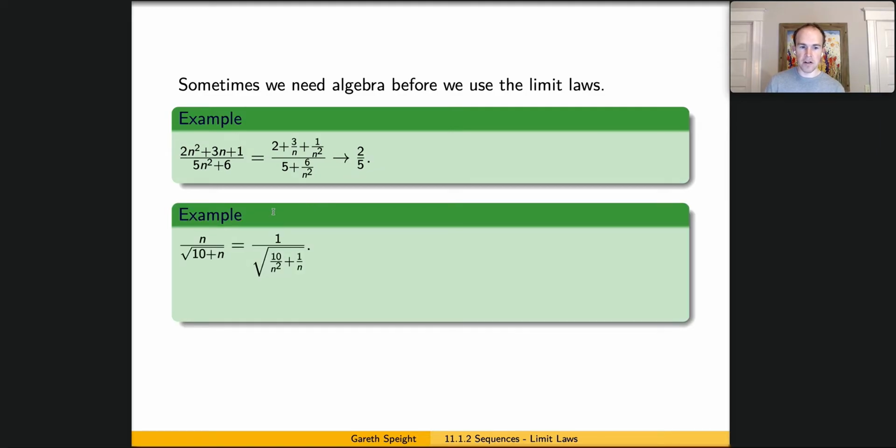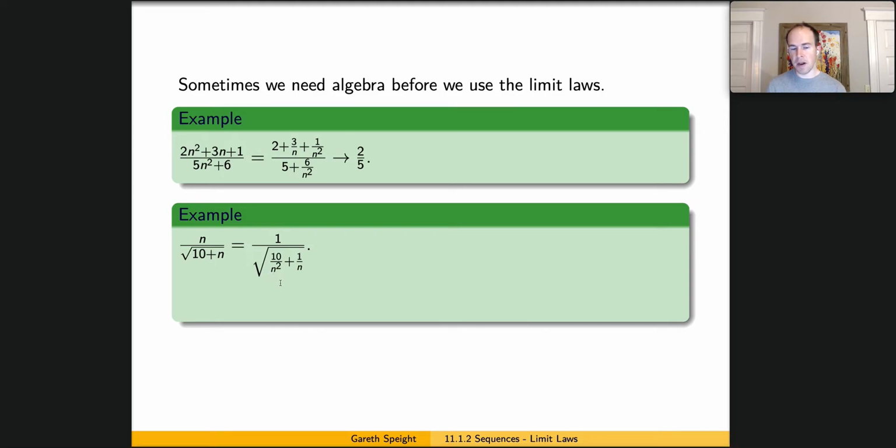Sometimes we might also need to think a little bit. So for instance, if we look at n over the square root of (10 + n), the top goes to infinity, and the bottom also goes to infinity. So we want to rewrite it. One thing you could do is divide top and bottom by n. Then the top becomes 1. But if you divide by n and take that inside the square root, that becomes dividing by n². So we would get the square root of (10/n² + 1/n).